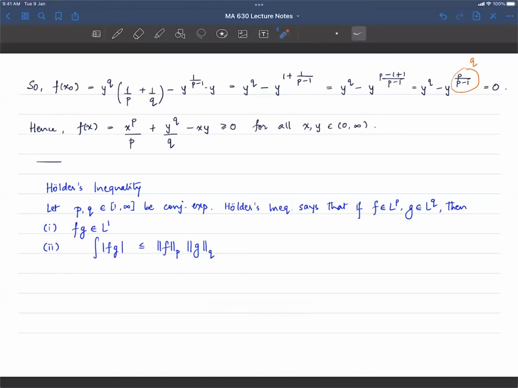Okay, so Holder's inequality is going to say two things. First of all, if F is in L^P and G is in L^Q, then F times G is in L^1. That's the first statement. The second part says that the integral of the absolute value of FG is less than or equal to the P symbol applied to F times the Q symbol applied to G. Again, these are going to end up being norms. By the way, what you have on the left side is actually just the one norm symbol applied to FG. So anyway, that's what Holder's inequality says.